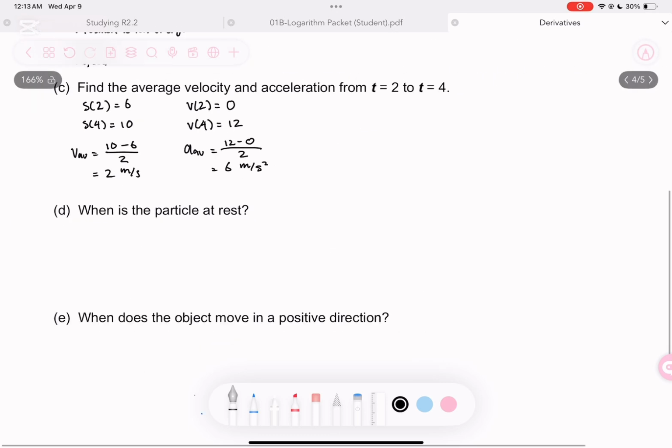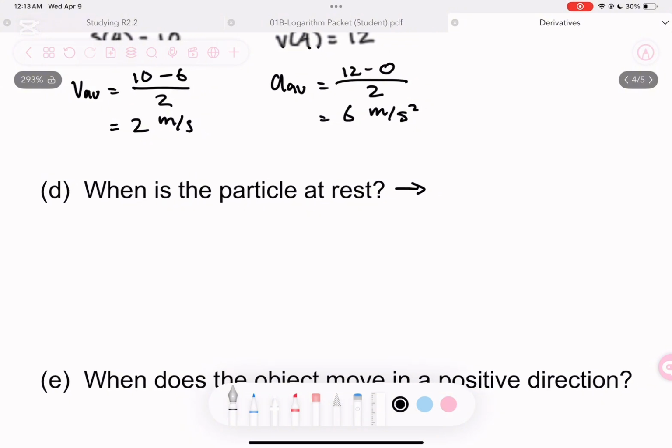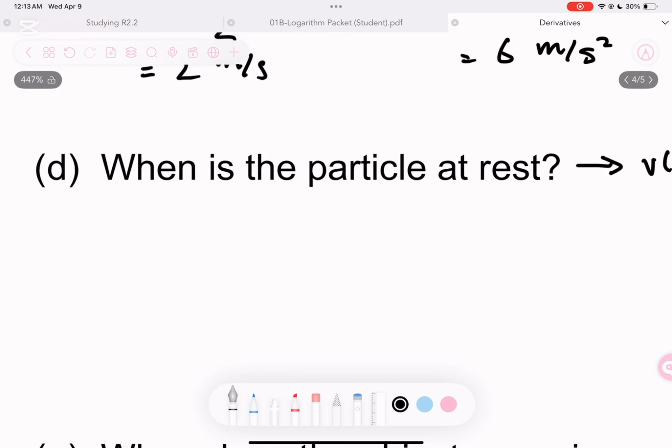And that's essentially it. And okay, when they ask you when the particle is at rest, it means that your velocity is equal to 0. This is essentially what they're asking you. It's very important to know what they're asking you. I don't know what they're asking you half the time. But yeah, this is essentially how it goes.